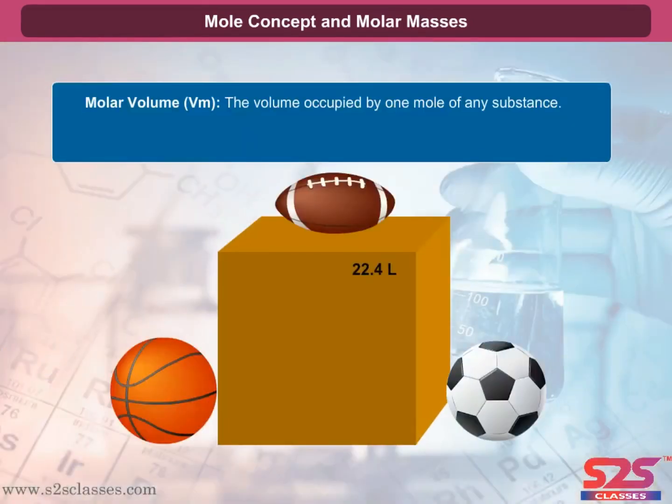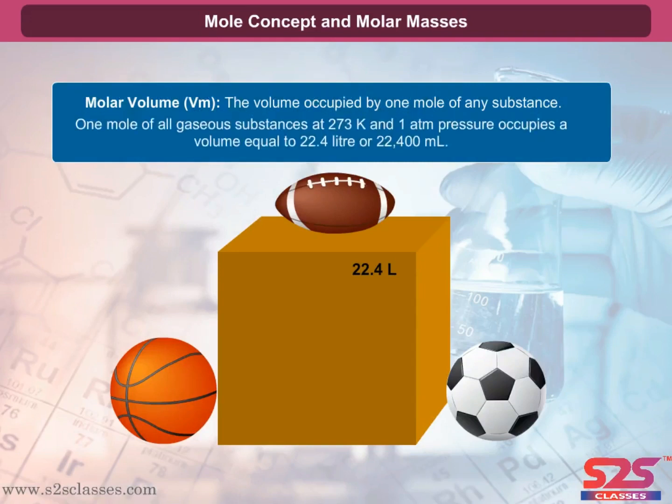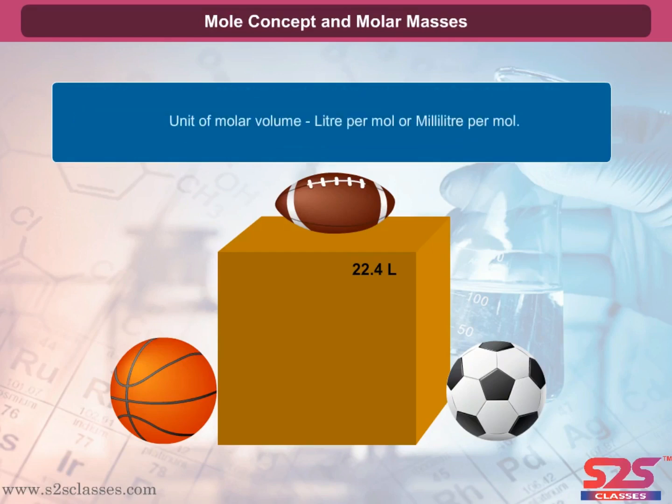The volume occupied by 1 mole of any substance is called its molar volume. It is denoted by Vm. 1 mole of all gaseous substances at 273 Kelvin and 1 atmosphere pressure occupies a volume equal to 22.4 liters or 22,400 milliliters. The unit of molar volume is liter per mole or milliliter per mole.